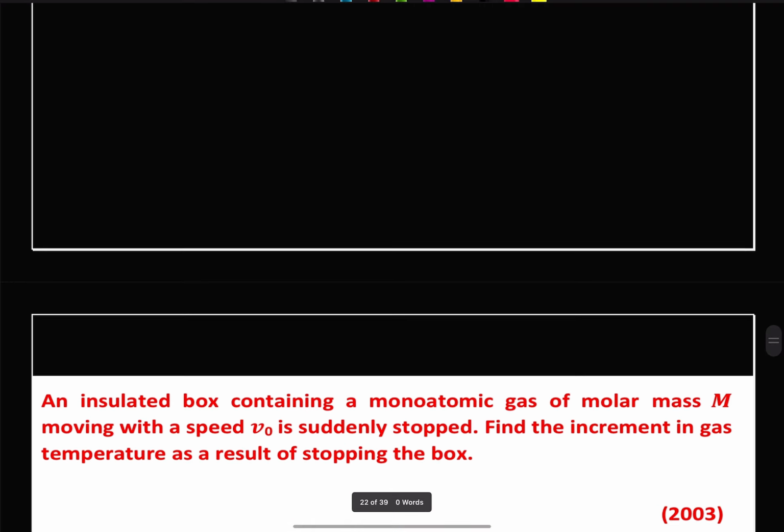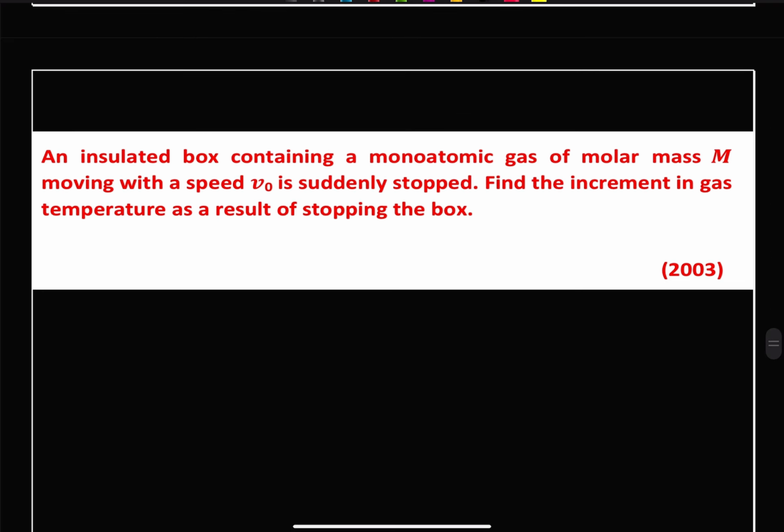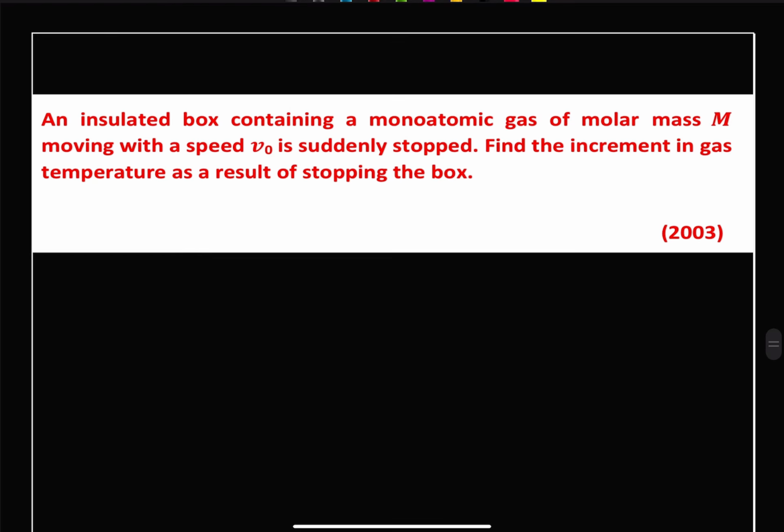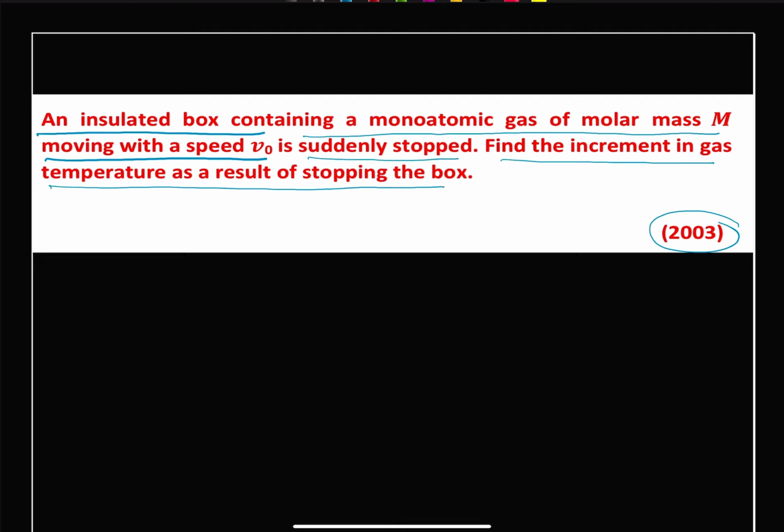Next question. It states that it was asked in the year 2003, an insulated box containing a monoatomic gas of molecular mass m moving with speed v0 is suddenly stopped. Find the increment in the gas temperature as a result of stopping of the box. So here basically it is moving with some energy, that will be our kinetic energy, and then we can use that for our calculation. Okay.